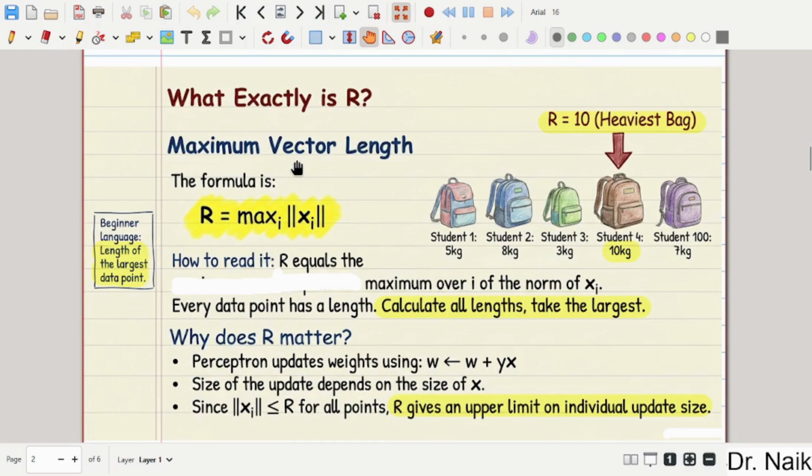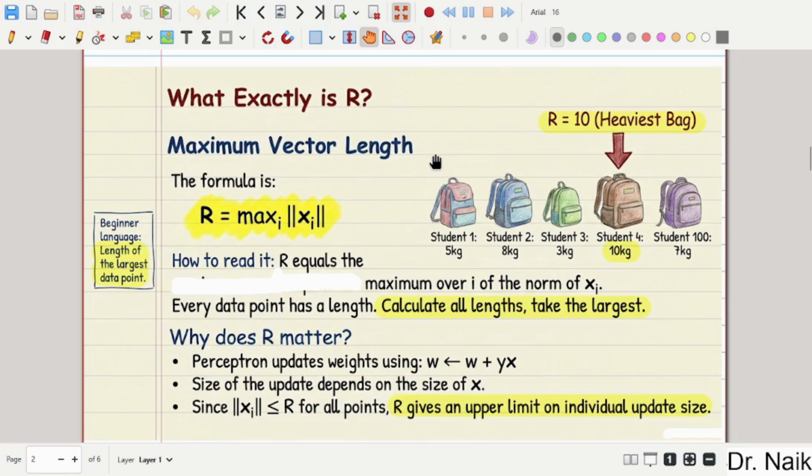Now understand what we mean by the R. R means the maximum vector length among all the data points given to us, and it is calculated by the formula R is equal to the maximum over i of the norm of xi. That means we will calculate every data point's length and take the largest among them. So R means the length of the largest data point.